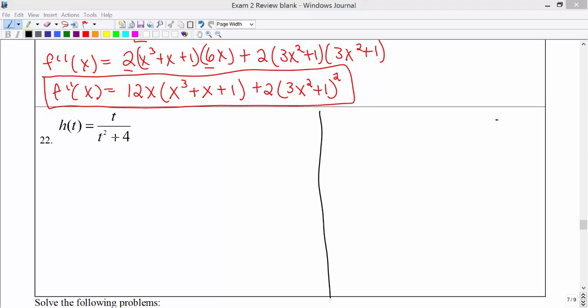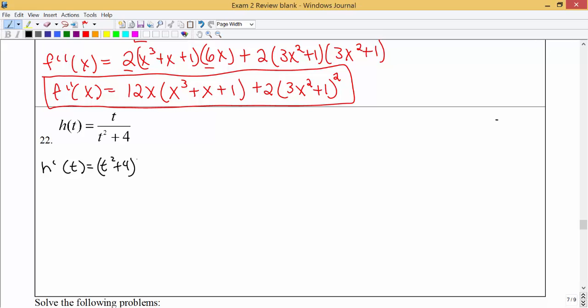Alright, we want to find the second derivative of h of t. So we're going to start out by taking the first derivative. So the first derivative, h prime of t, is equal to, so we're going to use the quotient rule. So it's the denominator times the derivative of the numerator minus the numerator times the derivative of the denominator all over the denominator squared.